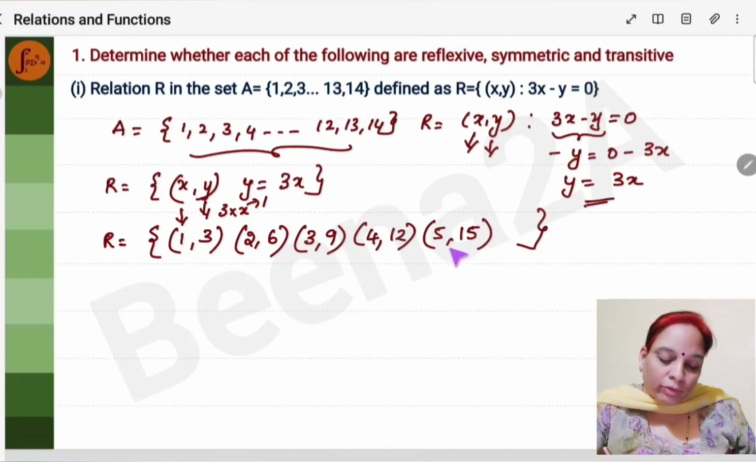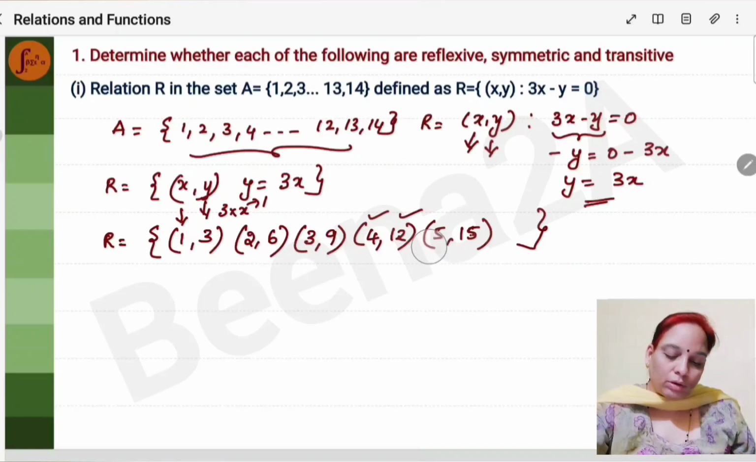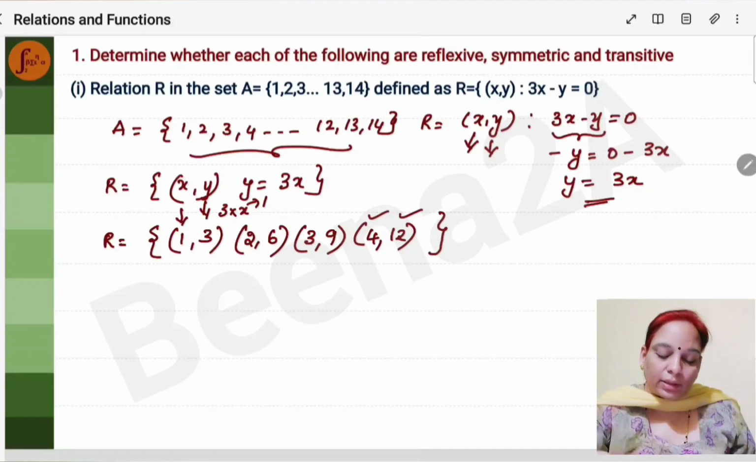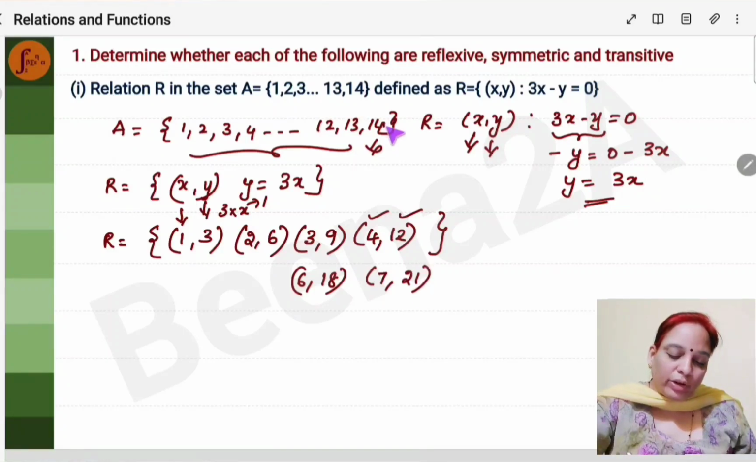Now carefully observe, is 15 part of this particular set A? No. So you should always get the ordered pairs in such a way that both the elements x and y belong to set A. Here 15 does not belong to the set, so this is not a valid ordered pair. The set ends here. If I take 6, 3 times of 6 is 18, which is still not present. If I take 7, 3 times of 7 is 21, which is not present either. So we'll stop here.